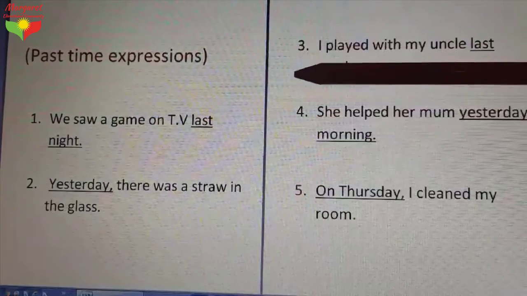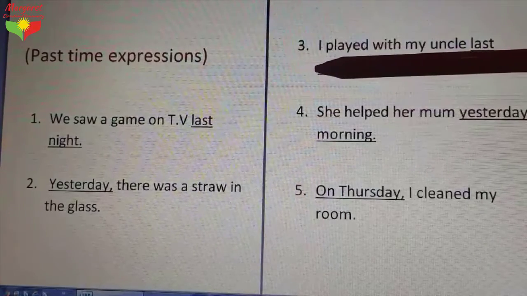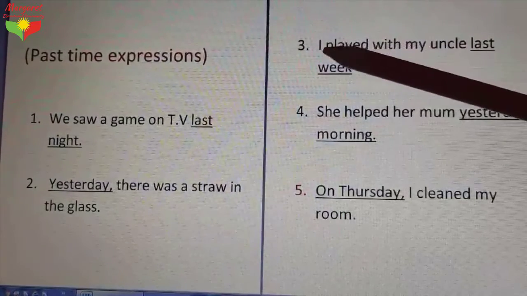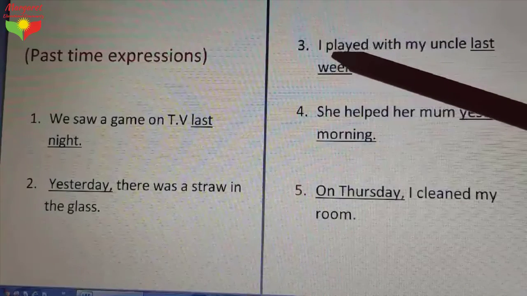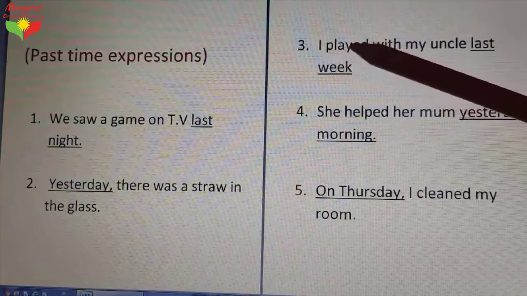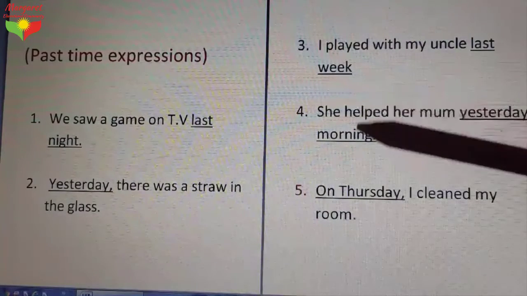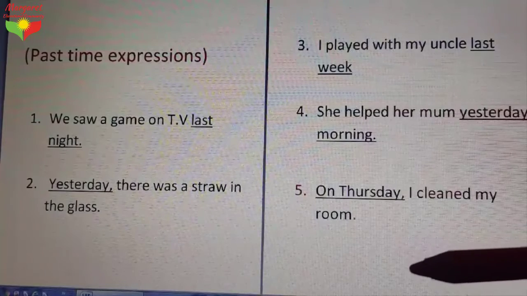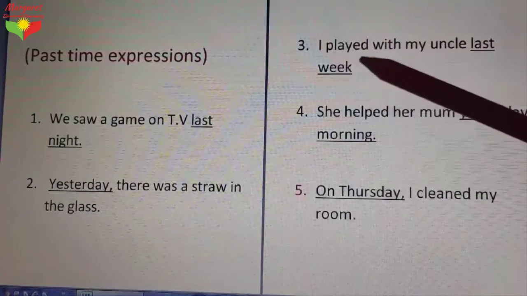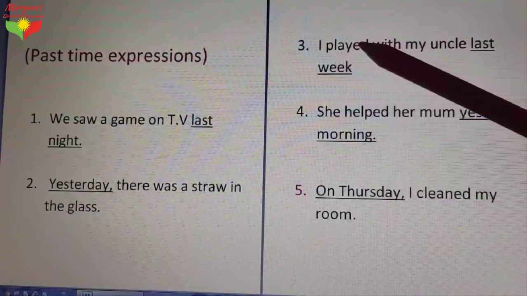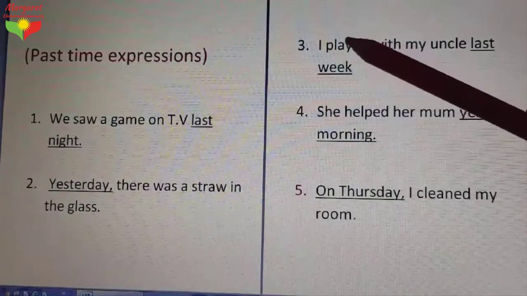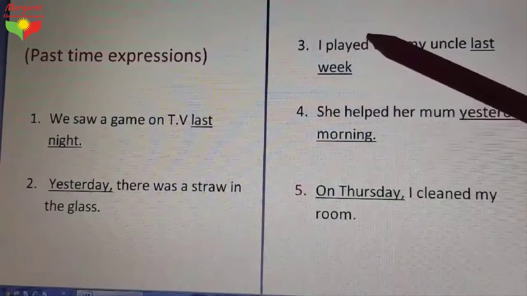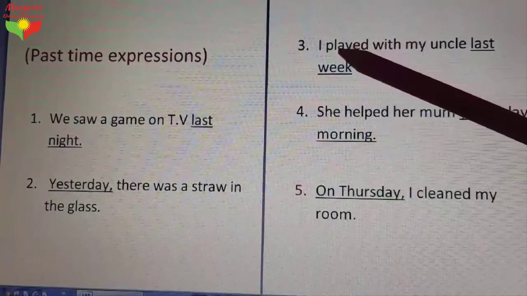If I remove the time expression, if I remove last night and put a full stop at the end, and then I would like to ask about this sentence. Is it in the future? Is it about present or about past? It's about past. Why? Because we have this regular verb and we change it from present to past and we added ed.